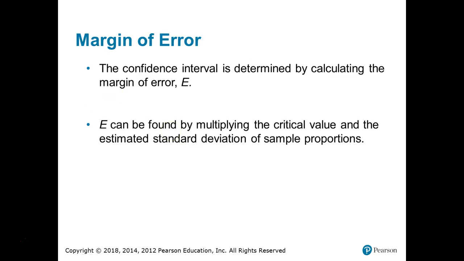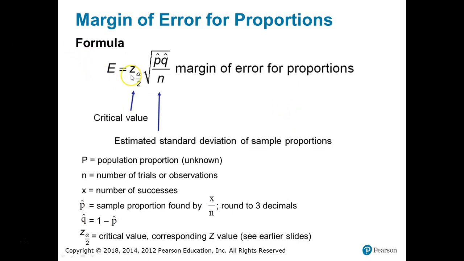Okay, margin of error. The confidence interval is determined by calculating the margin of error E. And E can be found by multiplying the critical value, which is what we just calculated previously, and the estimated standard deviation of sample proportions. Long story short, here's your formula. E, the margin of error, is equal to the critical value multiplied by the standard deviation of the sample proportion, which is the square root of p hat times q hat divided by n.